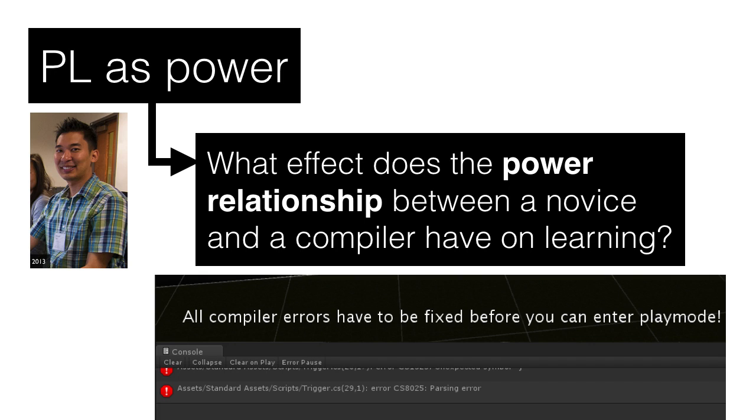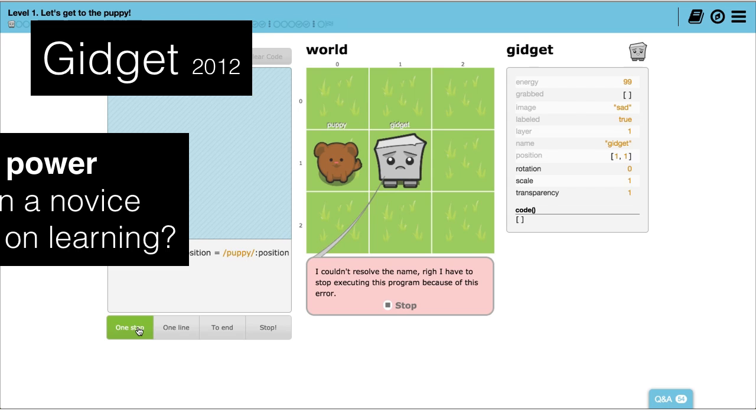And so he wondered if we could reframe that relationship and try something that was more encouraging. And this led to a game called Gidget back in 2012, which framed the compiler as a reliable but unintelligent collaborator, placing the learner in the role as the creative problem solver.